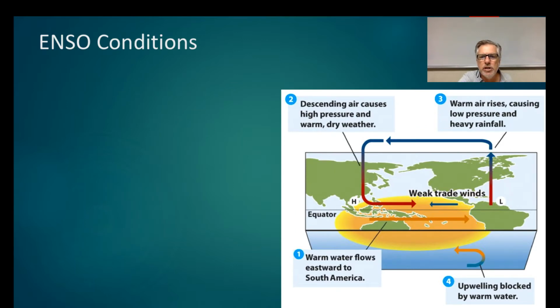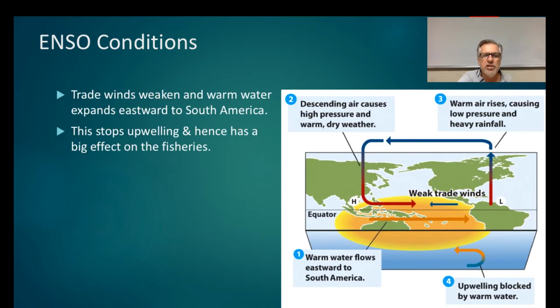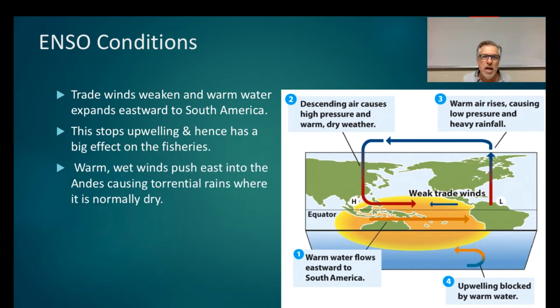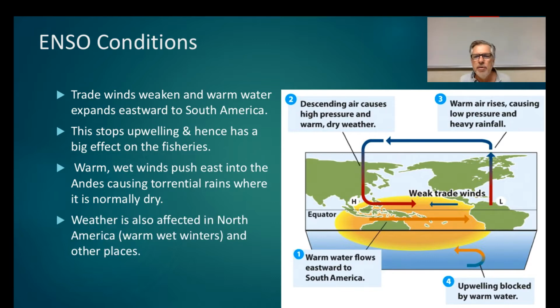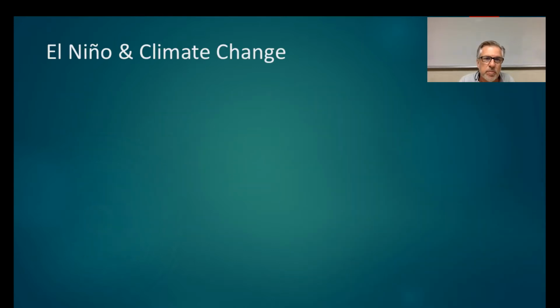During ENSO conditions, the trade winds weaken, the warm water flows back across the Pacific. This stops the upwelling and therefore kills a lot of fish, and a lot of people get unhappy because they can't make money on fish. And then warm, wet winds push east into the Andes and cause torrential rains on the eastern side. And not only that, the weather in all of southern North America is affected, and we get warm, wet winters in North America as well as in other places.